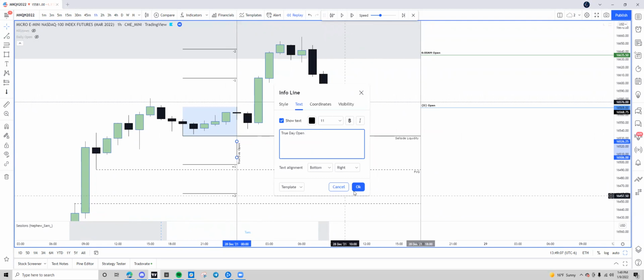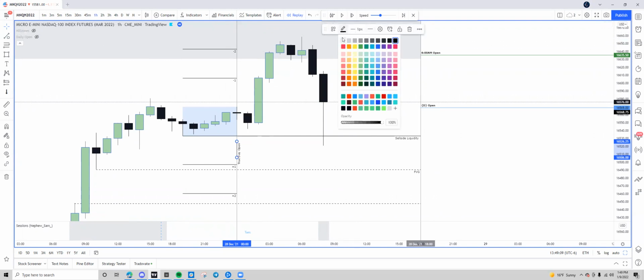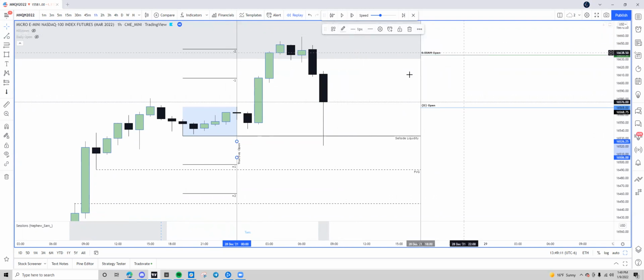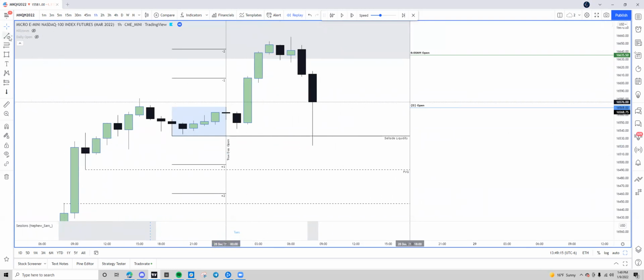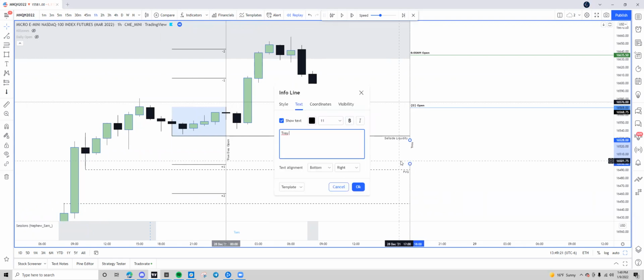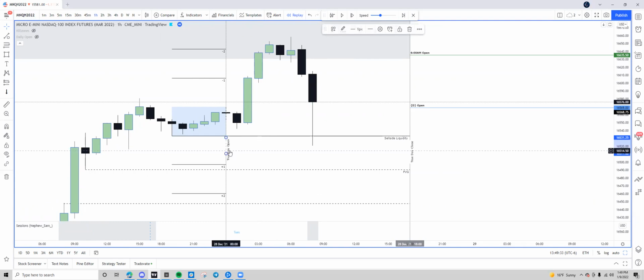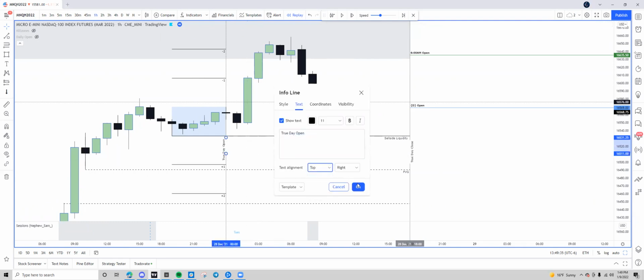True day open, and what I'll do is I'll actually turn this white and then send it to the back. Okay, that way it's a little more organized. And then I can do the same thing here. True day close. I'll actually put that, actually we'll put it on the outside. Same with this one.